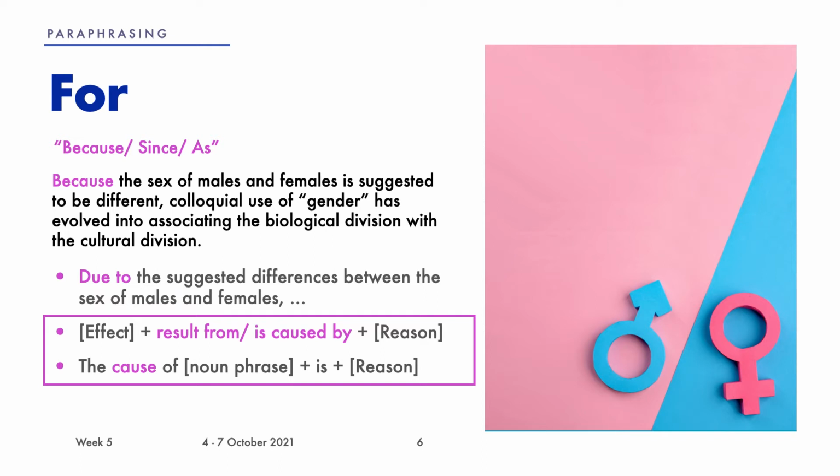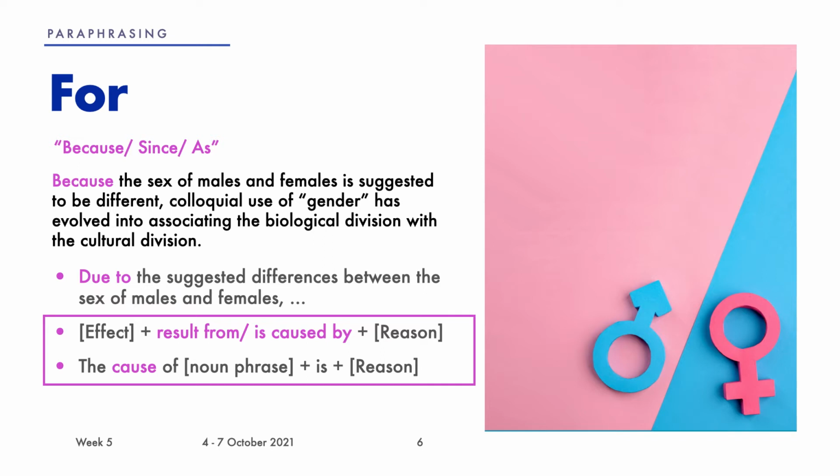So the adjective different has been nominalized into differences, and then you will have to change the other parts of speech. Like suggested: in the original sentence it was a verb, is suggested to be different, and in this case you turn the verb suggested into an adjective.